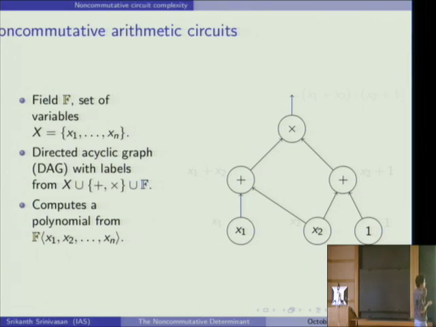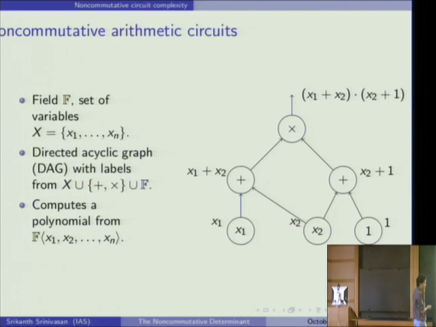So suppose I have some field F and a set of variables x1 through xn. An arithmetic circuit that computes a polynomial over these variables is a very simple creature. Formally, it's some directed acyclic graph. At the leaves are the input variables of the polynomial and some constants from the field. And what it does is it uses simple arithmetic operations, addition and multiplication, to compute some polynomial.